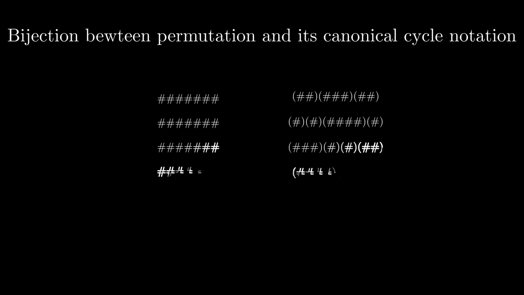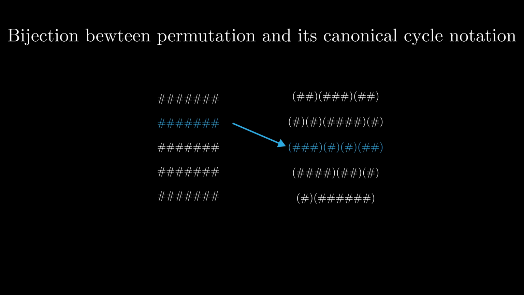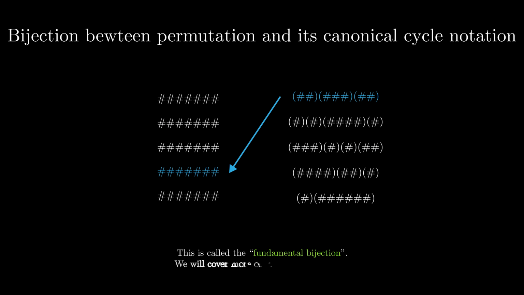Not only is there only one way to write a permutation in canonical cycle notation, but each permutation in canonical cycle notation only ever points to a single permutation.